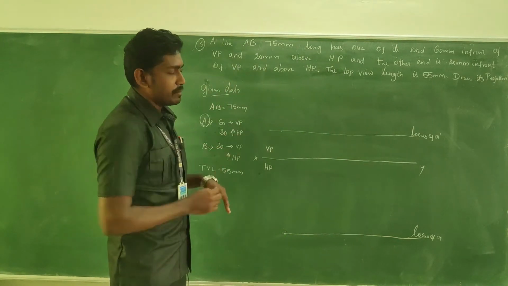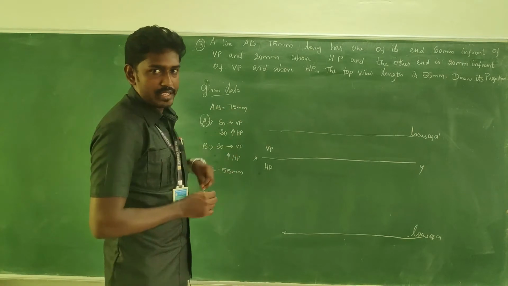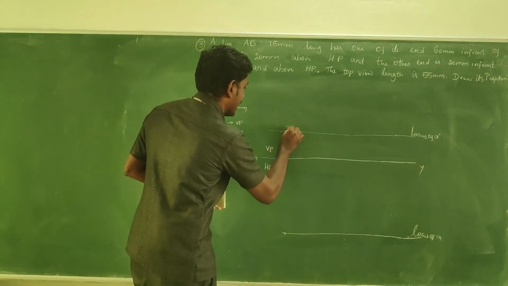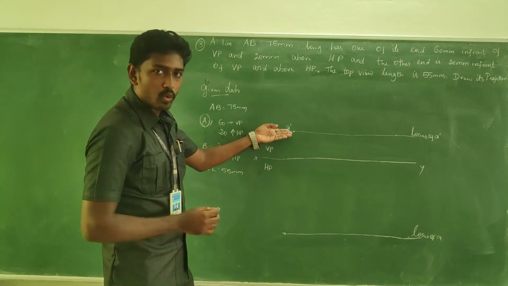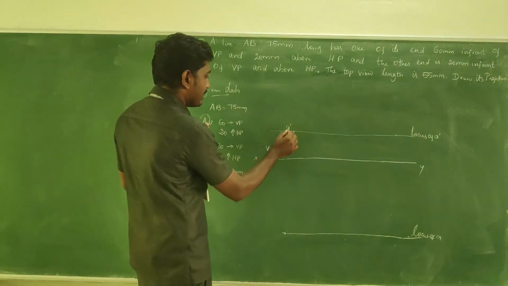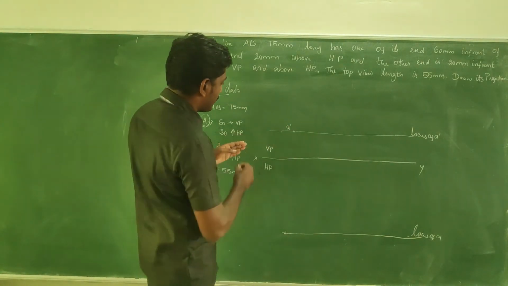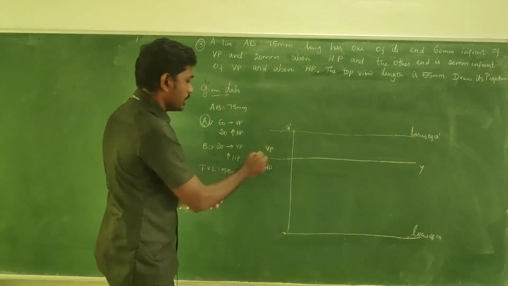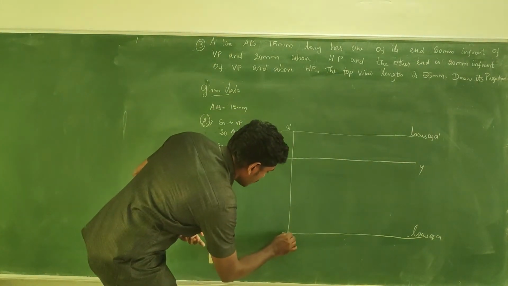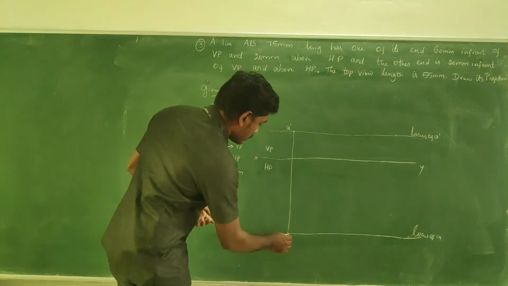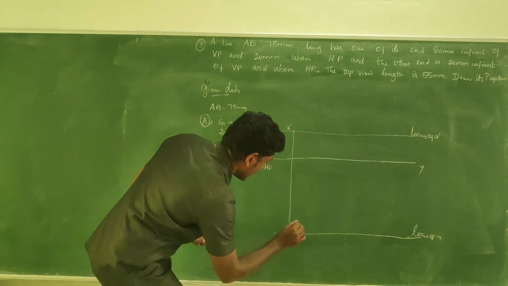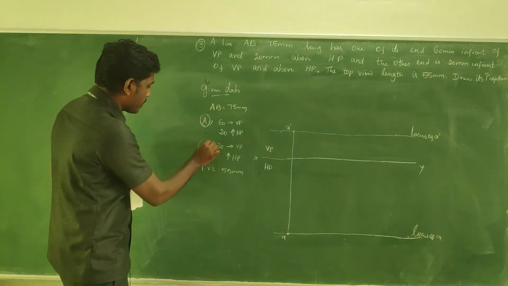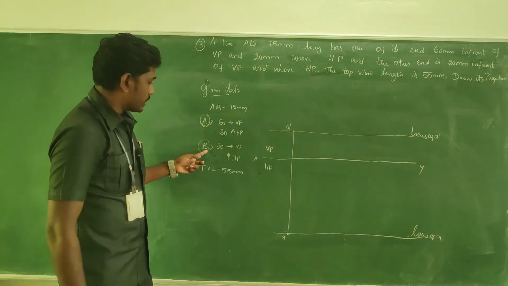Now we shall place the point of one end in space by drawing the projector. First take A dash in the front view, just specify one of the ends in the front view. At the left extreme point I have considered A dash, and just drop a projector line 90 degrees to XY so that you get the intersection point, which is A.